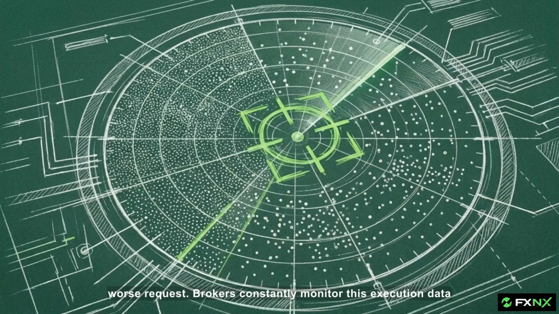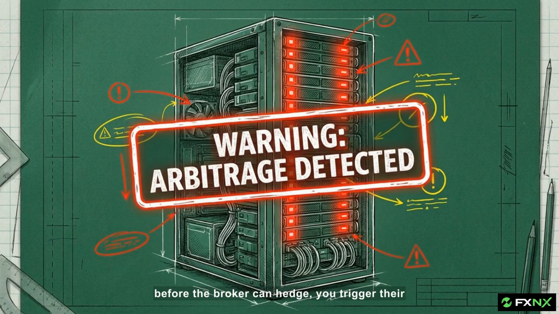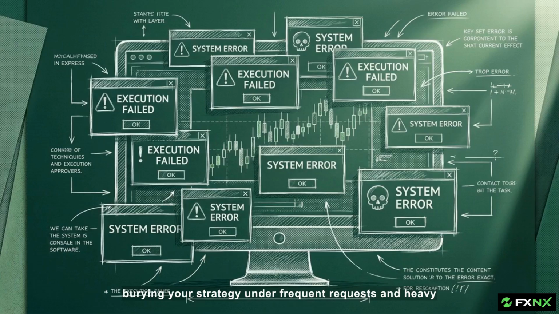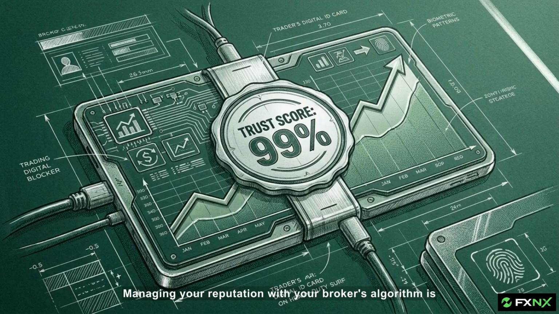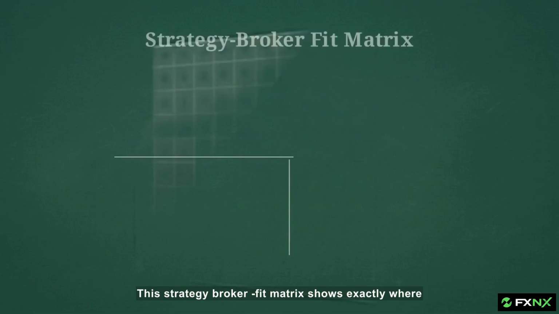Brokers constantly monitor this execution data to filter out what they call toxic flow. If you use high-frequency bots or latency arbitrage to exploit pricing lag before the broker can hedge, you trigger their internal alarms. To protect themselves, the broker will deliberately shift your account to a high-latency environment, burying your strategy under frequent requotes and heavy slippage. Managing your reputation with your broker's algorithm is a core component of your strategy. If they flag your flow, no amount of capital management will save your drawdowns.